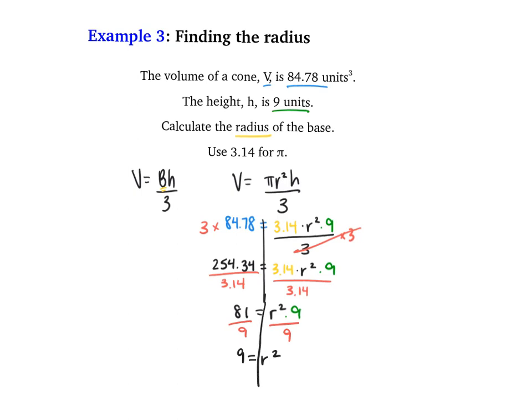So it almost looks like I'm done. Right now I have 9 equals r squared, but I'm not quite there because r is still squared, and I need to undo that square. So the inverse of squaring is square rooting. So that would give me my final answer of 3 units would be my radius.